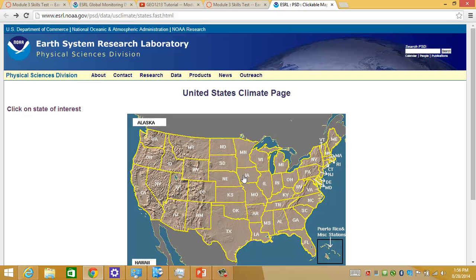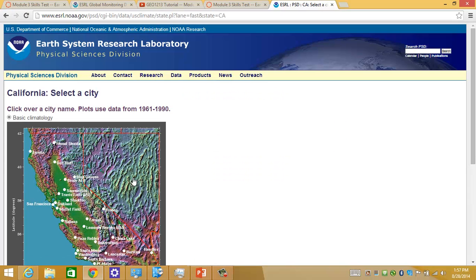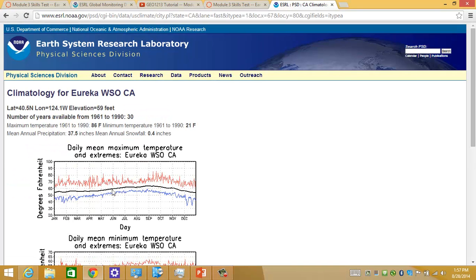Then choose another pair, either pair B or pair C, and find those graphs, save each of those graphs, upload all those graphs. So there's a lot of uploading to do, and once you've uploaded, then you're ready to answer some questions. That starts on question 5, where you're supposed to use the graphs of daily maximum temperature. So let me go back to Eureka, California and show you this graph again. Again, we're focusing on this top graph.